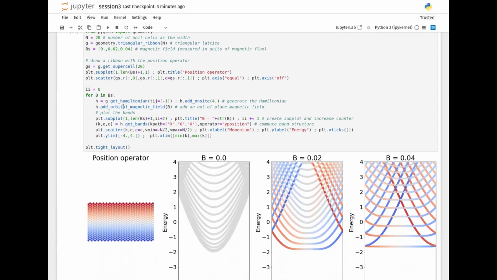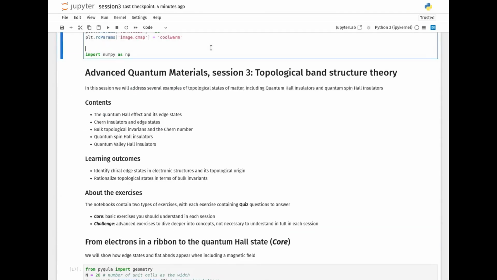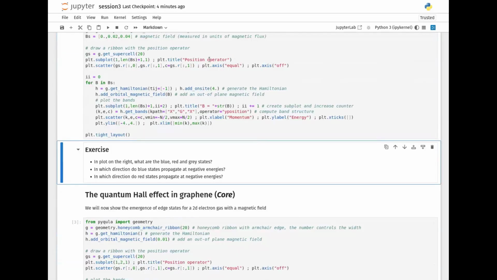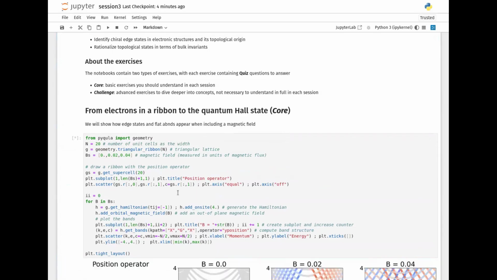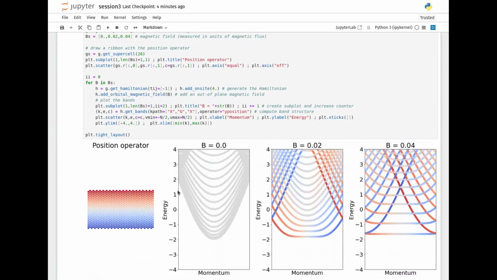So here you have how to add the magnetic field. Here we are computing the band structures, and then afterwards we see the band structure. So let us just execute this small example. And so what you actually see is that there will be three different electronic structures. We are going to have an electronic structure for zero magnetic field, another one for large magnetic field, and another one for even larger magnetic field.